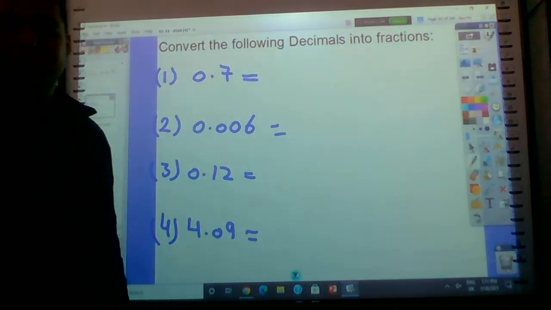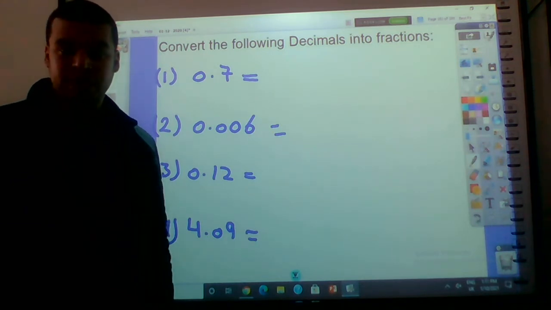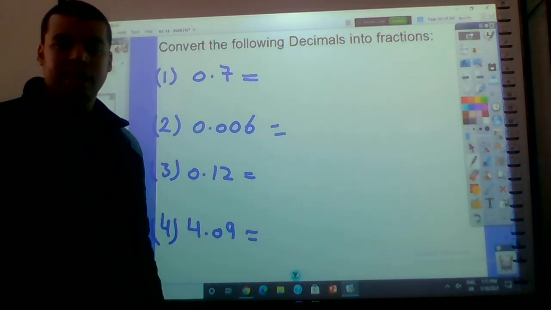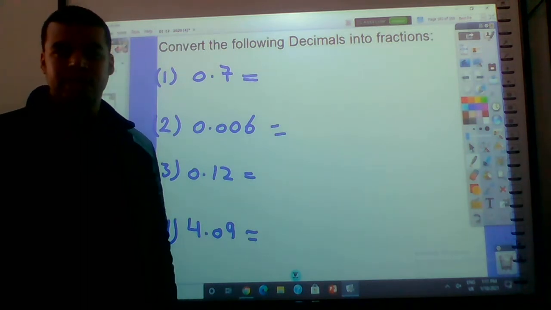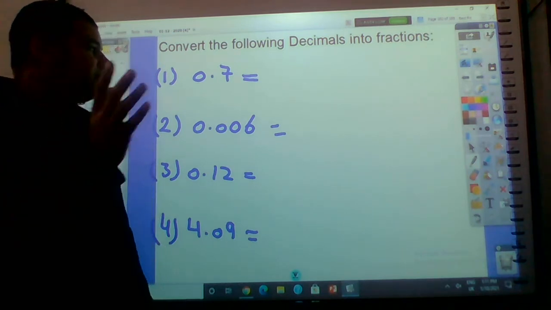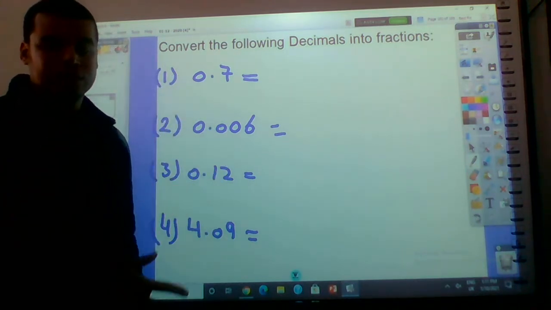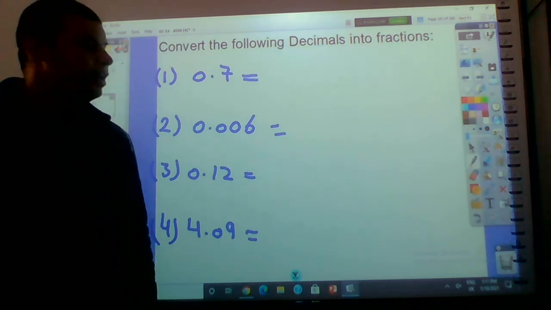Hello everyone, hope all of you are doing well, and we're going to look at what we took in class today, which is converting decimals into fractions and also converting fractions into decimals. I'm sorry if the picture is a little bit dim, but what matters right now is seeing the numbers and seeing the whole screen clearly.